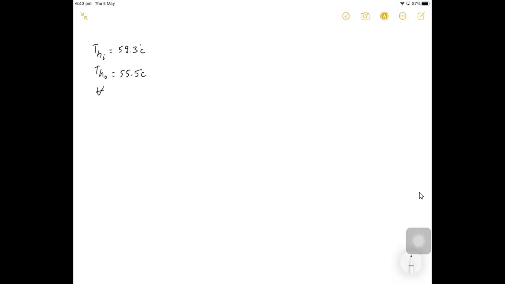With a volumetric flow rate of 3.9 liters per minute, which I convert to SI units as 6.5 times 10 minus 5 meter cubed per second. And I want to use a double pipe heat exchanger to do this. This is a double pipe heat exchanger.